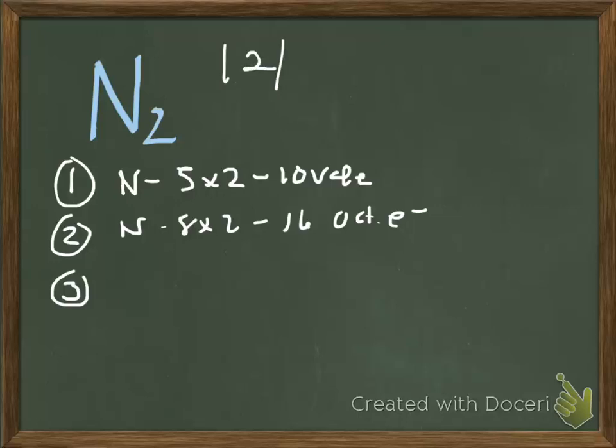Jeezo peezo, Moser. Okay, this is 12, 16, 14.